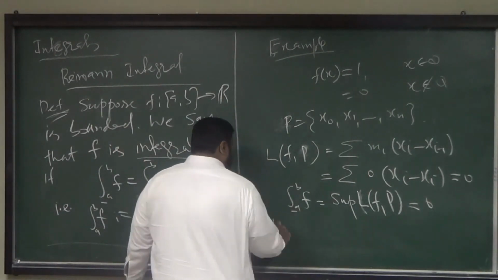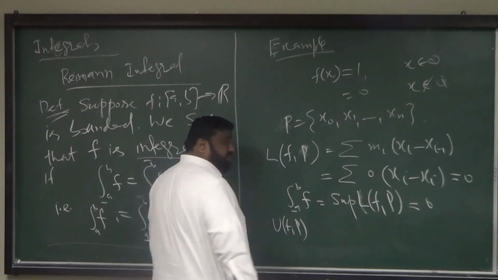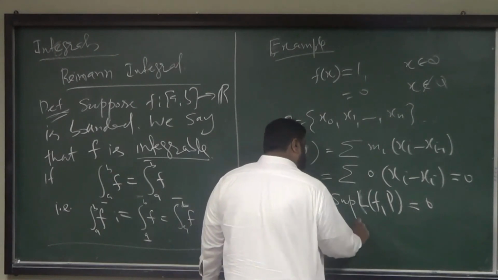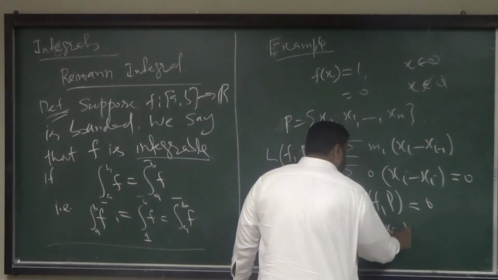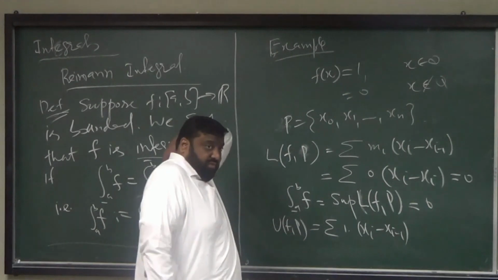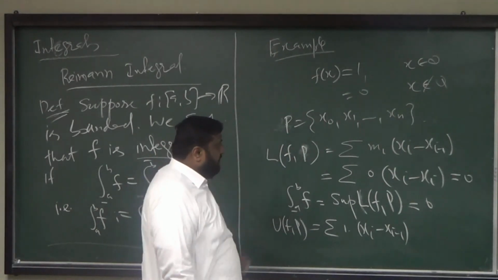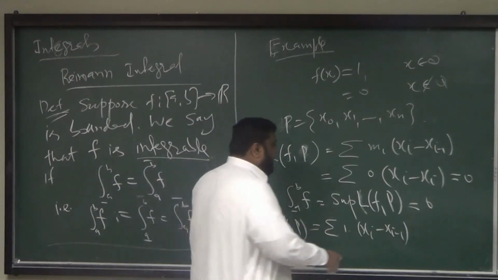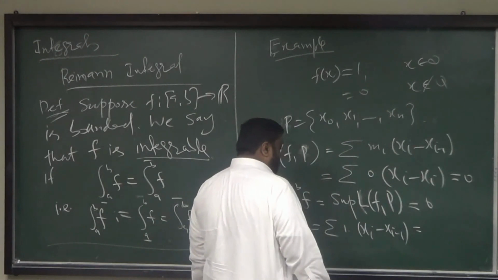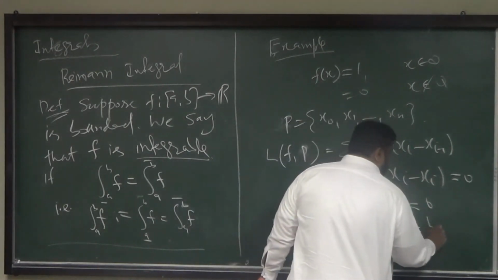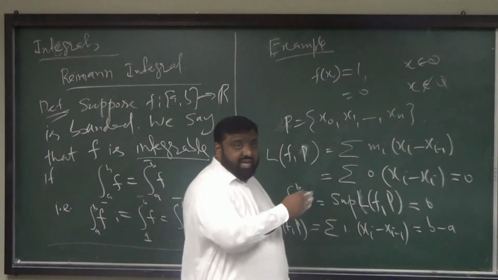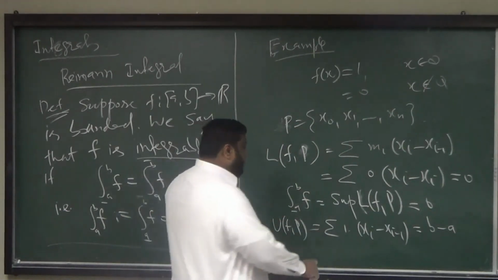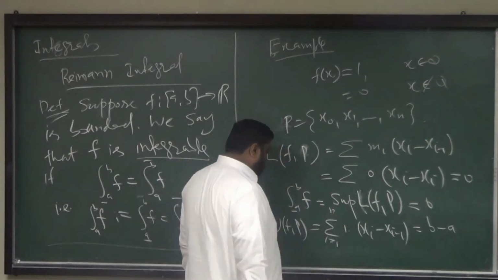How about the upper sum? It's going to be the summation of 1 times xi minus xi minus 1. What is the infimum of these? It's going to be b minus a, the endpoints. Everything is going to cancel out except the endpoints.